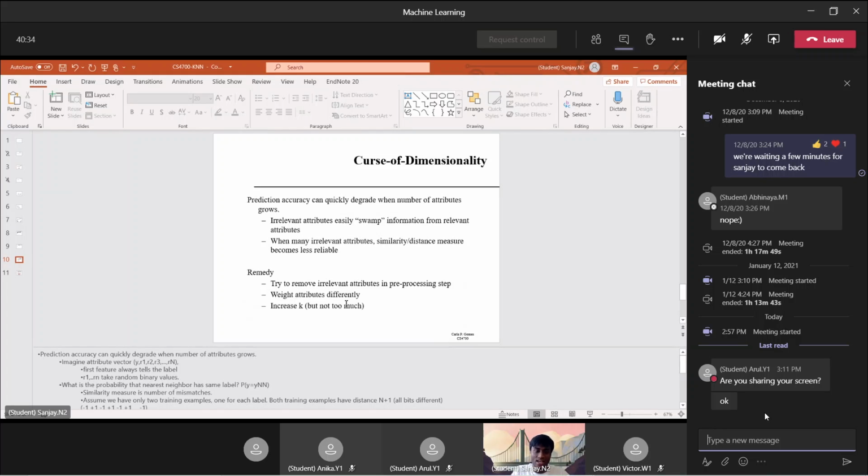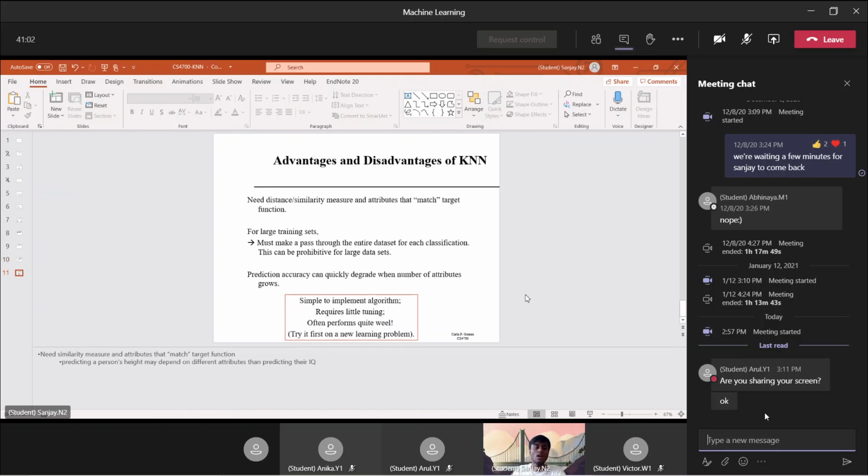The solution to that is feature engineering or pre-processing, where you only select the most important features through other methods, algorithms outside of KNN, and then apply a k-nearest neighbors algorithm afterwards. Or you can weight the attributes differently, or you can even increase k slightly so that you decrease a little bit of that bias that happens when this distance measure becomes a little bit less reliable. So these are three remedies to that.